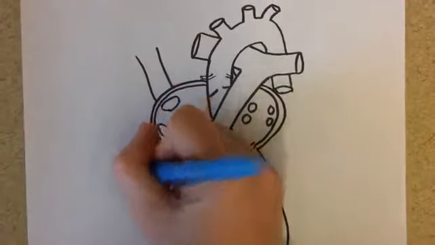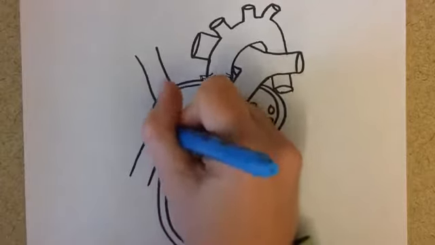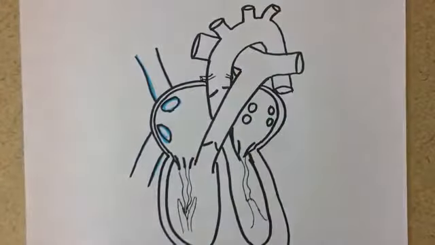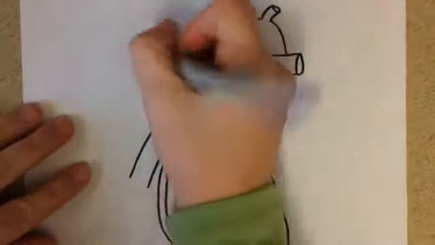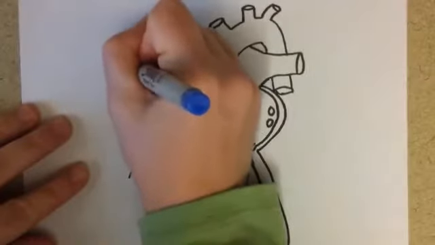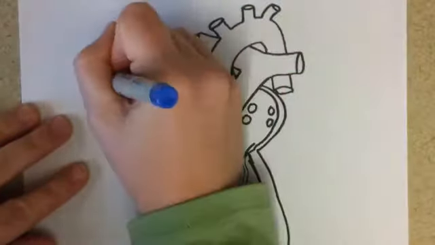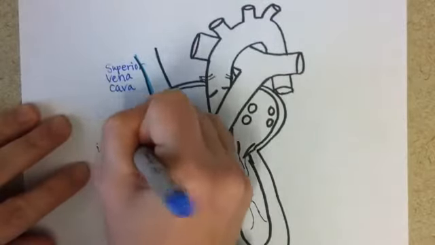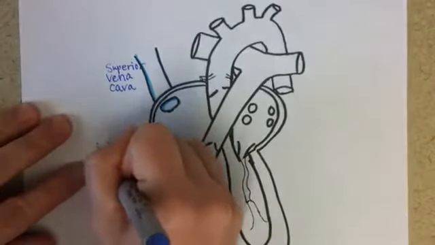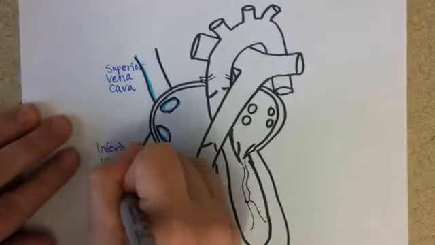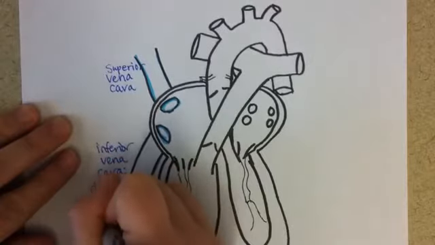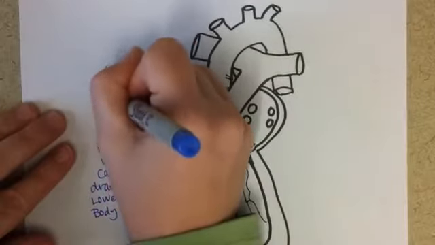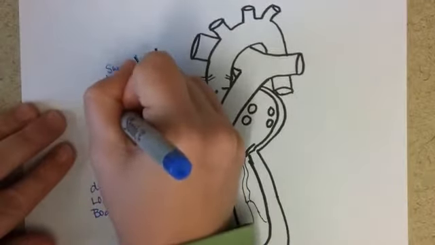Blood returns to the right atrium from two big vessels called the vena cava. So this one is the superior vena cava, and this one is the inferior vena cava, and it's draining the lower body. The superior vena cava is draining the head and the thorax and upper limbs.